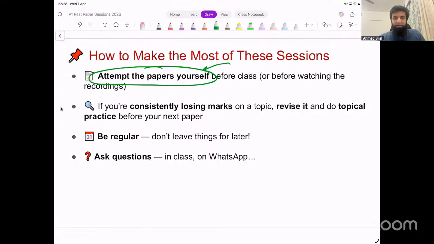And then identify which questions you are having problems in, and then ask about those questions in classes. That will be much more beneficial. Otherwise, if you just come to class without having made that effort yourself, when you look at me solving the question, it might seem pretty straightforward, but it will actually not be that straightforward, and you might have gotten stuck if you were doing it yourself. You will not realize that unless you attempt the papers yourself, first of all.